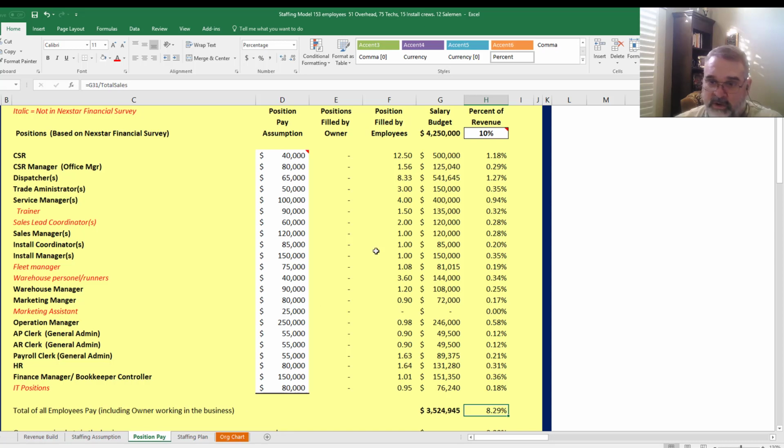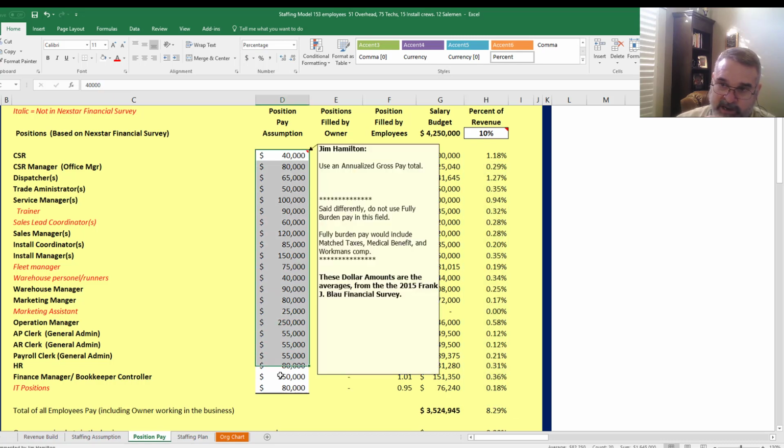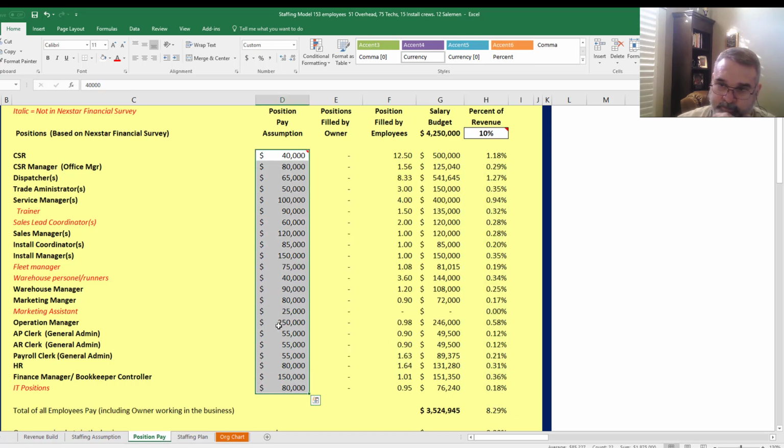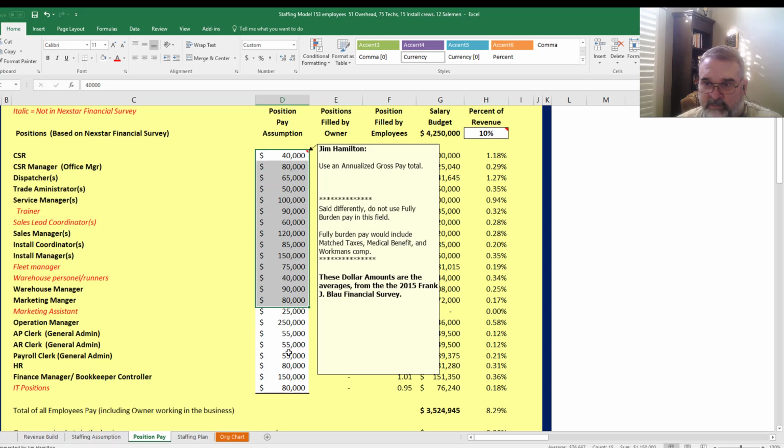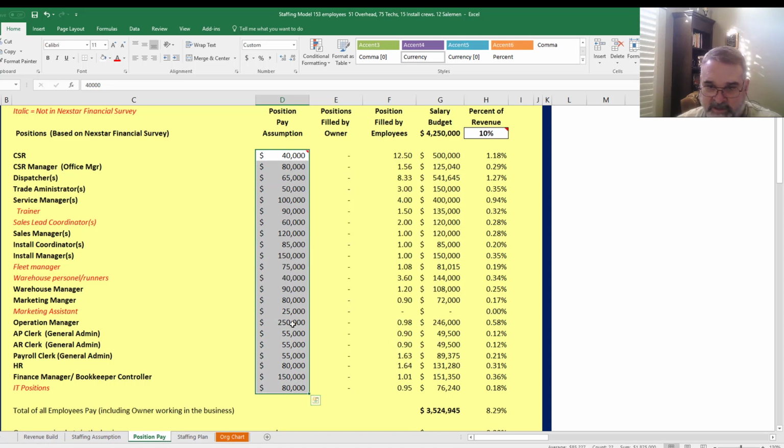All right? So you can come to this tab here to make sure that when we set this, and I took these pieces right out of the Nexstar, except for this one here. I kind of plugged that one because I thought it was low. Anyways, so I do have some of Jim's thoughts in here, what a person should probably make at the top end. So here's the other part of this too.